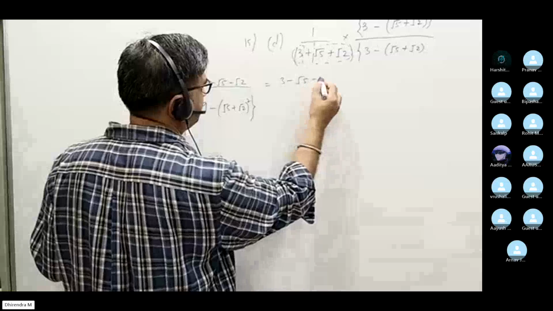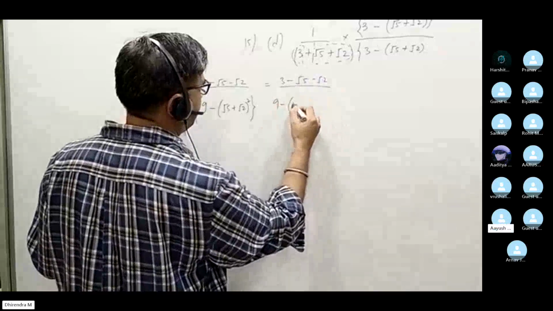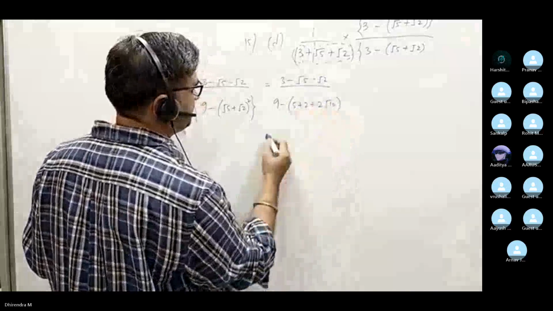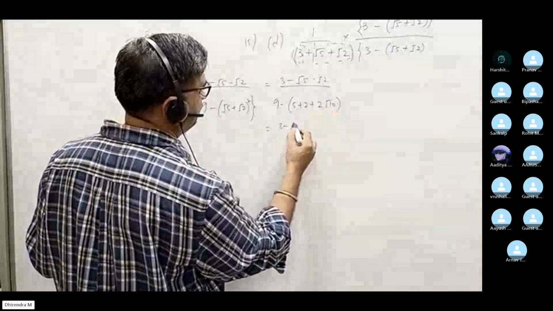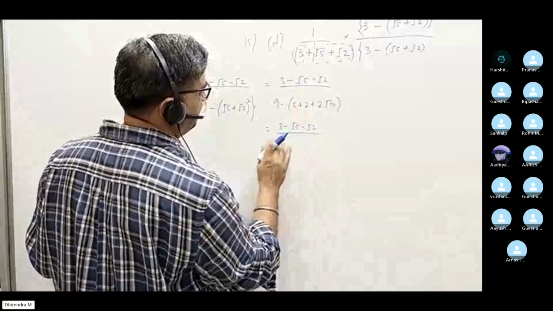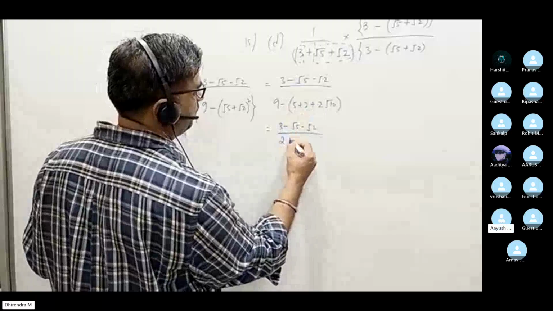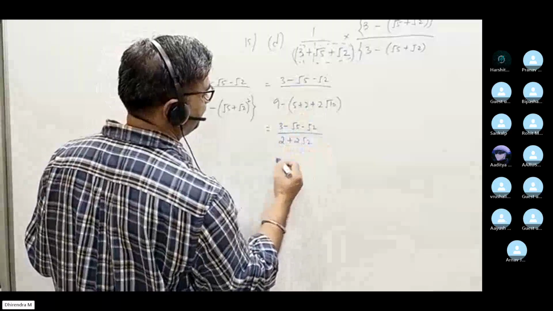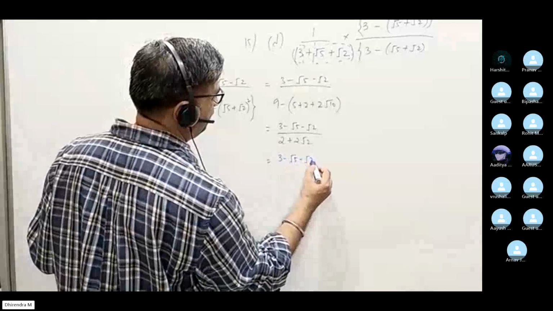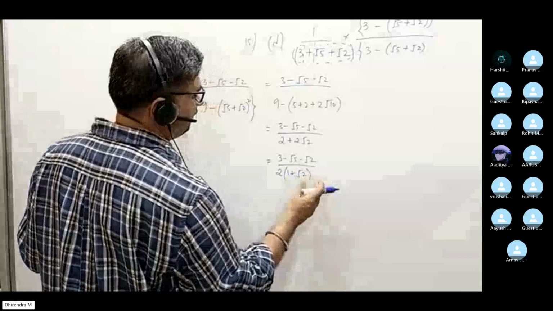So this comes to 3 minus root 5 minus root 2 by 9 minus, in bracket I have 5 plus 2 root 10. Yes. Let me just write it in one go. So this will be 9 minus 7. It will be 2 plus 2 root 2. So this comes to how much? 3 minus root 5 minus root 2. Can I write this as 2 into 1 plus root 2?